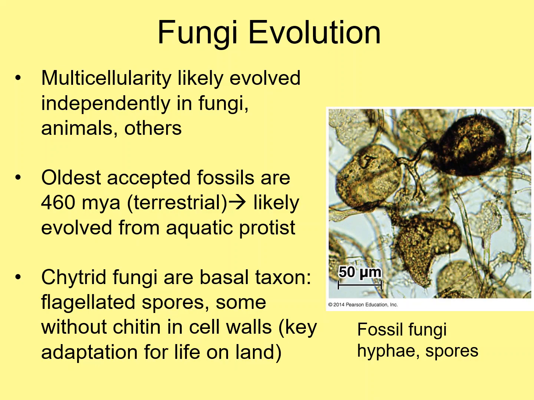What's also interesting about our chytrid fungi, most fungi have chitin in their cell walls. This was something that was very important in terms of retaining water as they came onto land. But a lot of our chytrids are still aquatic, and some of them actually don't have chitin in their cell walls at all.